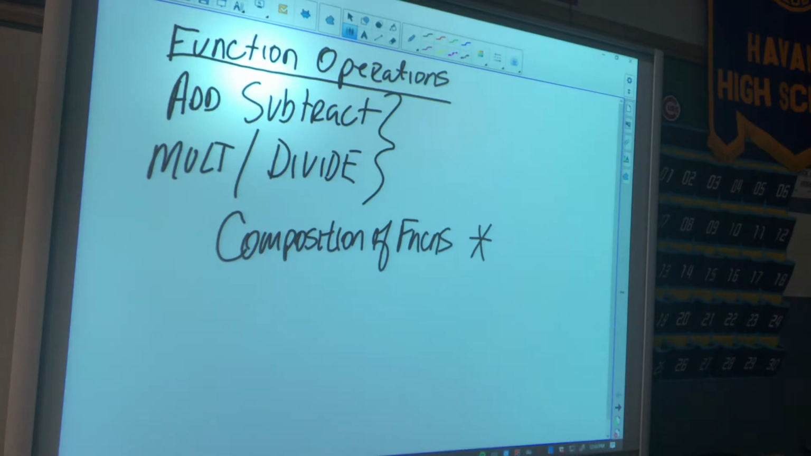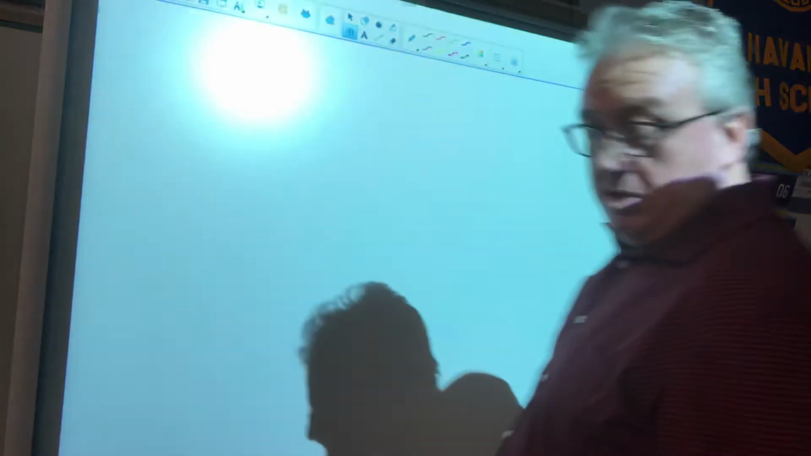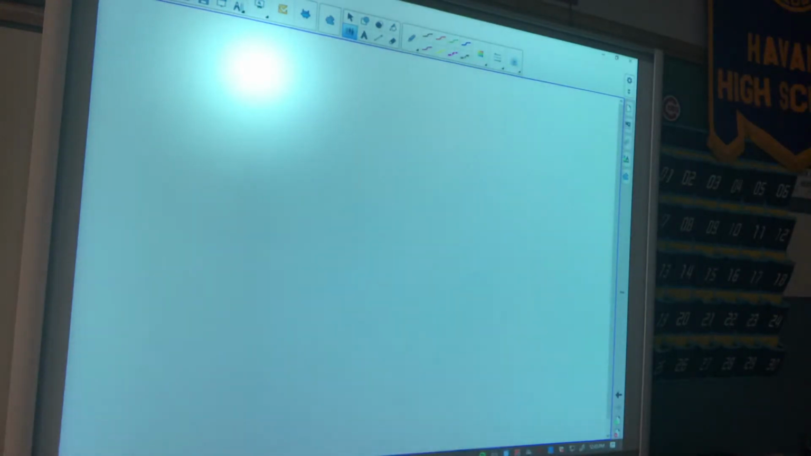Now, all we're talking about is taking one function and adding it with another, or subtracting them, or multiplying, or dividing them. That's it. Okay? So it sounds complicated, but it's really not. So let's take a look at an example.